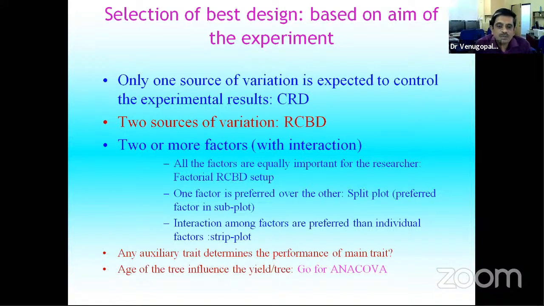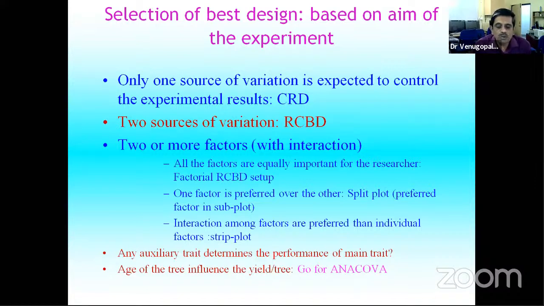Say, for example, some other scientists like soil scientists may say, I am not interested in the individual factors' importance, but I am very much interested in the interaction effect: how the interaction of these two factors determines the nutrient imbalance or microbial constitution. Then he will be interested to go for a strip plot design. So the objective of the experimenter decides which particular design one should use.